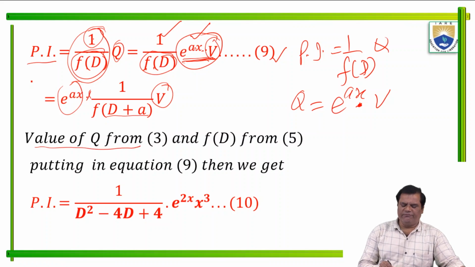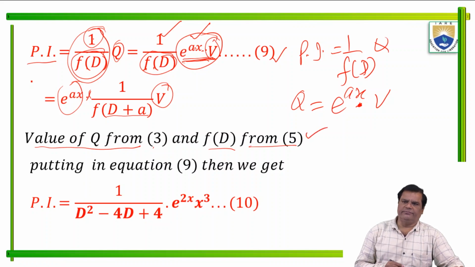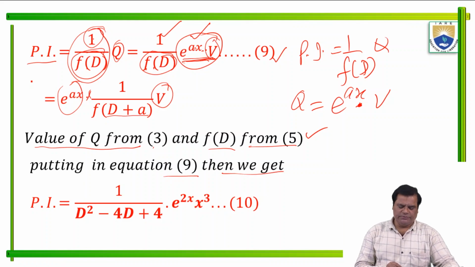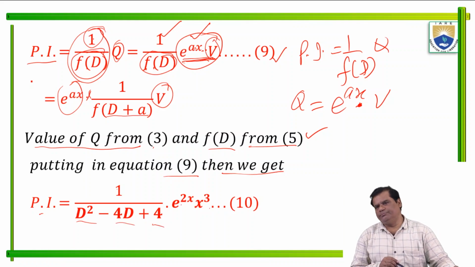Now putting the value of Q from equation 3. What is the value of Q in our question? That is given in equation 3. And f(D) from equation 5. What is the value of f(D)? That is given in equation 5. Both values are put in equation 9. Then we get the next equation. PI is equal to, the value of f(D) being 1 upon D square minus 4D plus 4, e to the power 2x into x cube. This is equation 10.